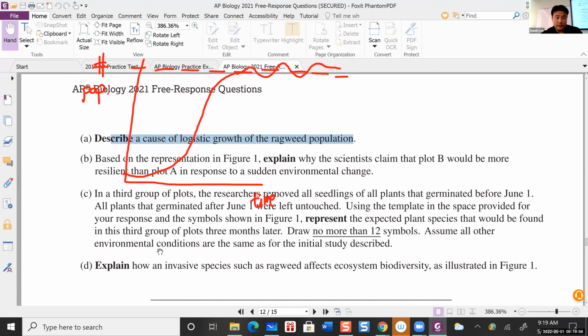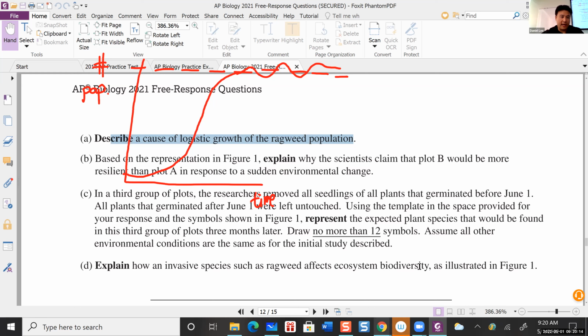So you asked to put a cost. So they do this on purpose too. What the heck is the cost of logistic growth? What causes logistic growth to occur, right? And you gotta describe it. So what do you think causes logistic growth to occur, right?